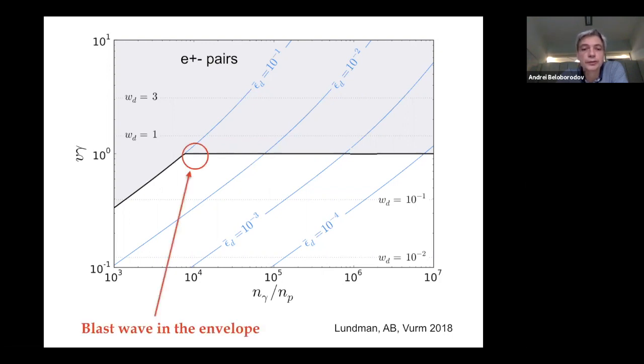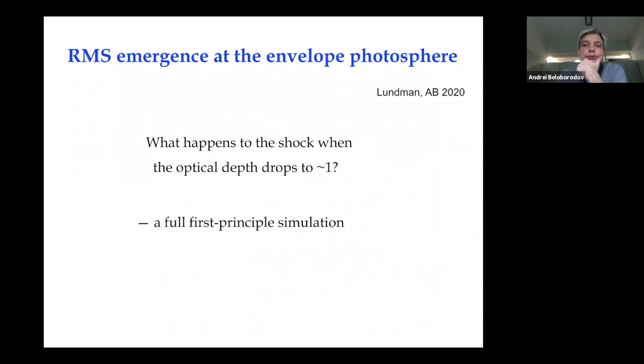Okay, coming back to our merger, when you look at where it should be in this parameter range, it's actually right here, a little bit below, it turns out, and it does not produce a lot of pairs. But nevertheless, we simulated it with a complete Monte Carlo code, which follows all pair creation events and now also includes the spherical expansion geometry. So basically, we follow the shock as it approaches the photosphere. As a physicist, you would like to ask, what happens to the shock when it comes to the photosphere?